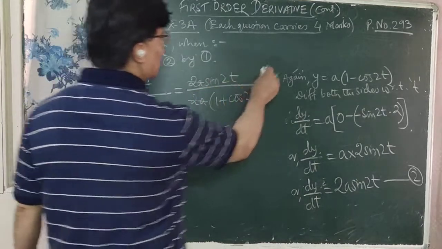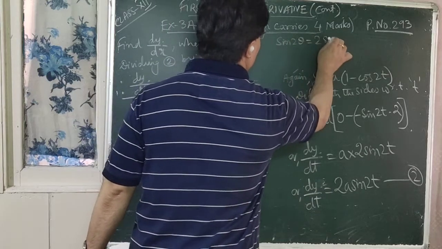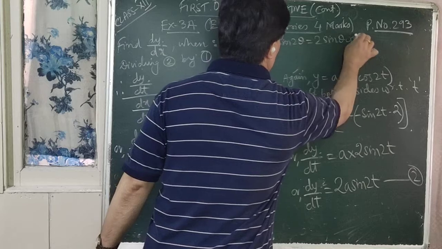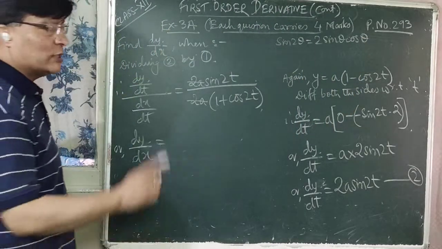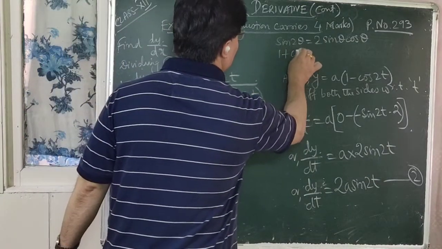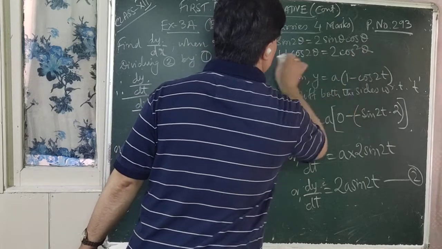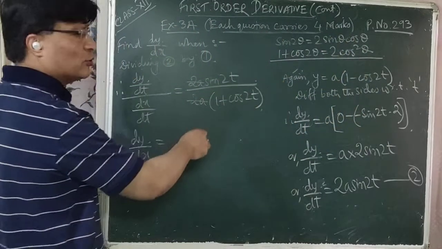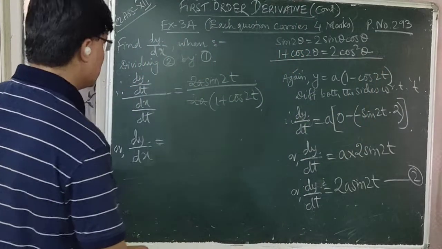This is sine 2 theta, isn't it? You know this formula from multiple angles in trigonometry. Sine 2 theta is equal to 2 sine theta cos theta. And what is 1 plus cos 2 theta? Can you tell me? Which is equal to 2 cos square theta. So these are the two formulas that you should use here. Okay, so let us use the formula.